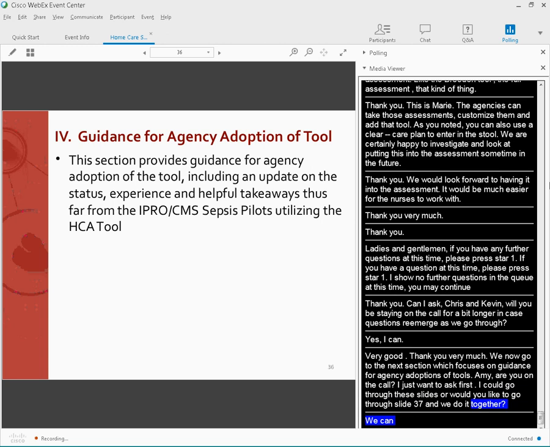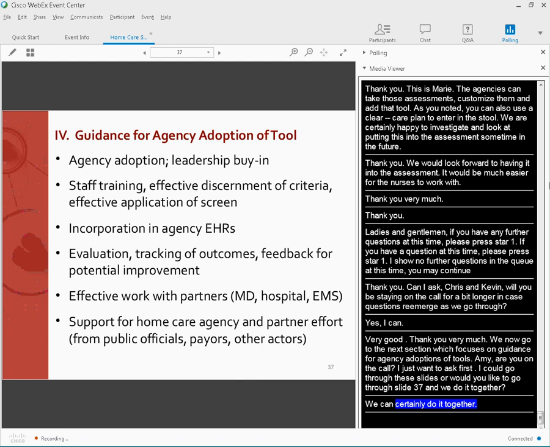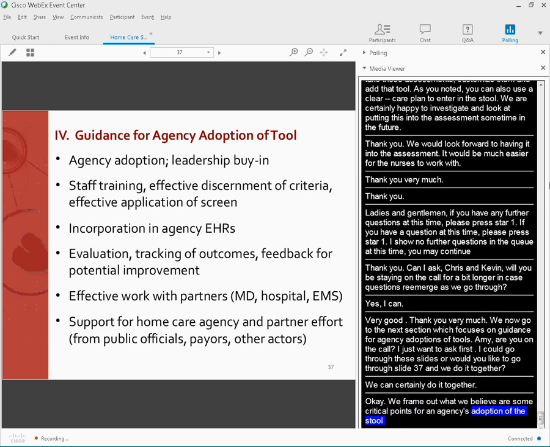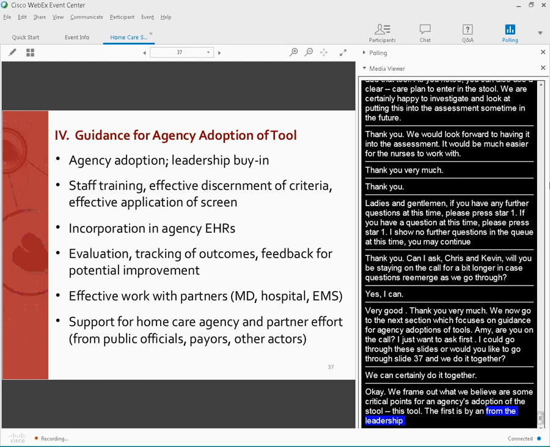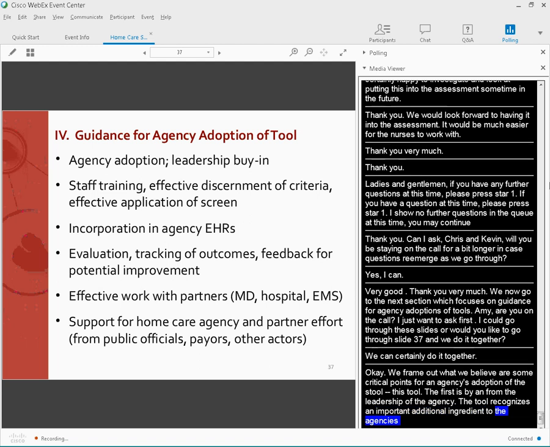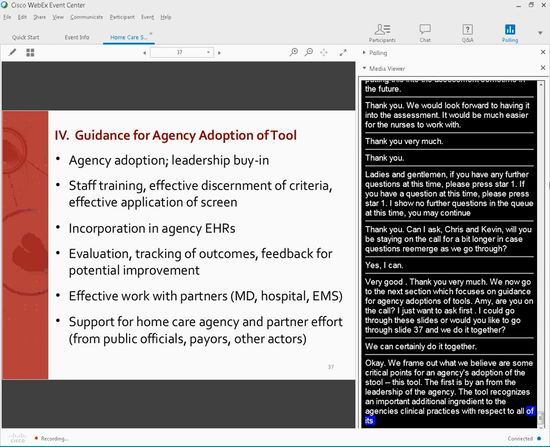we frame out what we believe are some critical points for an agency's adoption of this tool. So the first is buy-in from the agency leadership, with the tool really being recognized as an important additional ingredient to the agency's clinical practices with respect to all of its patients. And we'll go through one bullet at a time. Amy, do you want to add anything further to that?